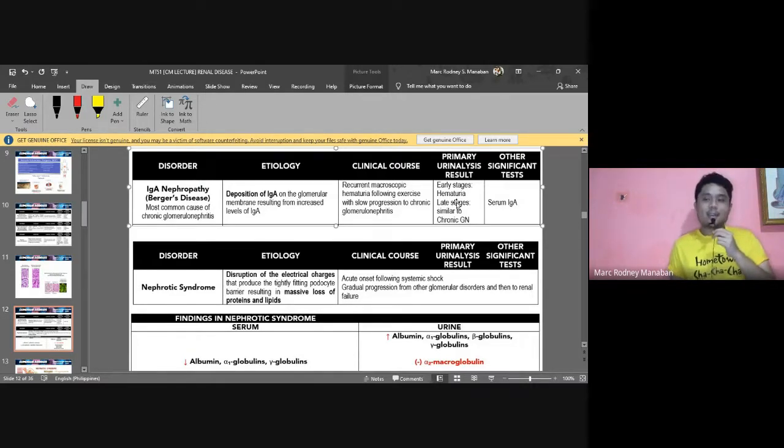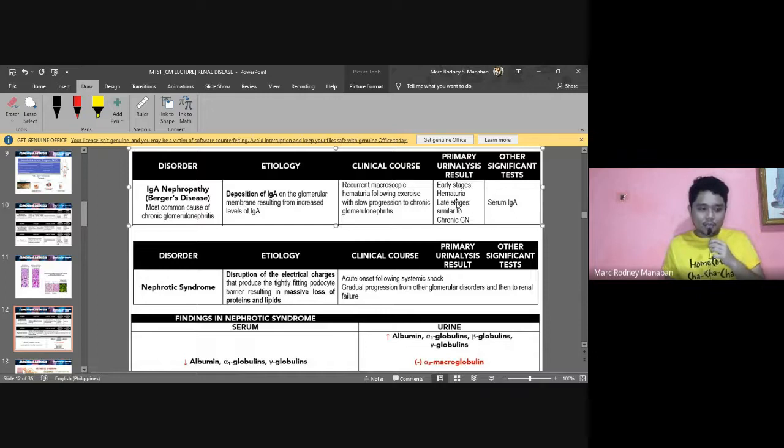Ayan. Now, of course, next is nephrotic syndrome. Very, very popular talaga mga press the buzzer na disease. Okay? And very distinct. For nephrotic syndrome, the etiology is, again, it's actually a group of syndromes, no? Or a group of symptoms brought about by, again, a disruption in the electrical charges of your podocytes, all right?